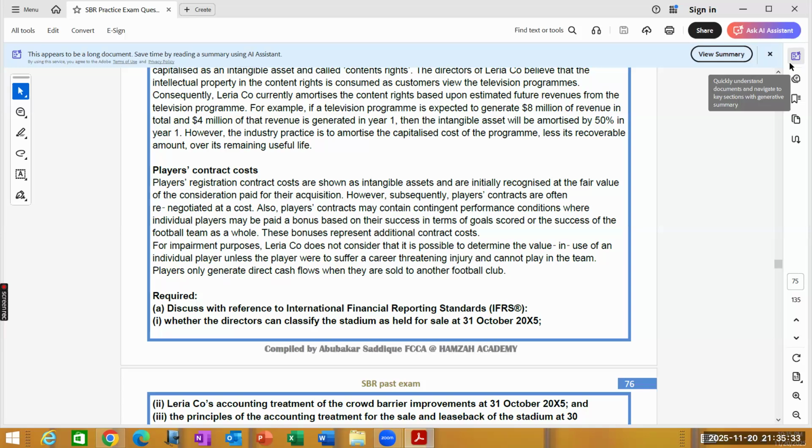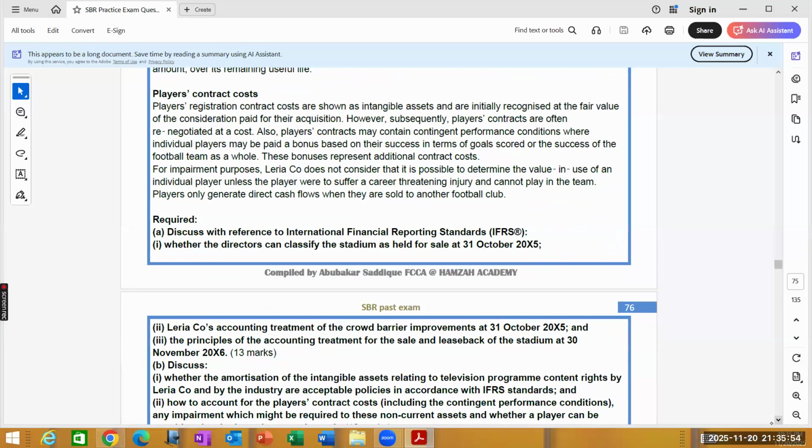Yes, when the player is sold to another club, at that time a single player could be considered as a cash generating unit. But while the player is playing, it will be the team which will be considered as a CGU. It will be the club which will be considered as a CGU, not the single player.